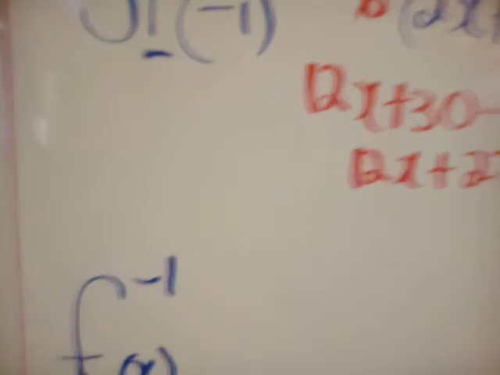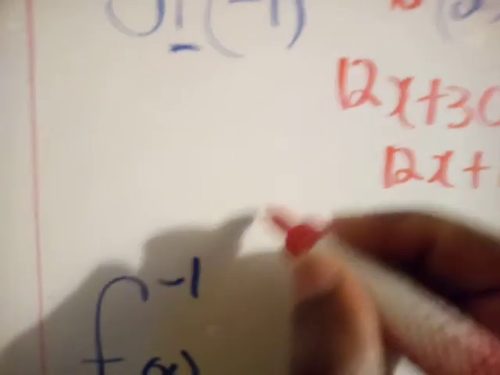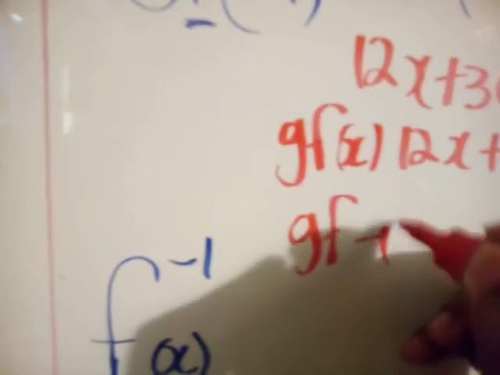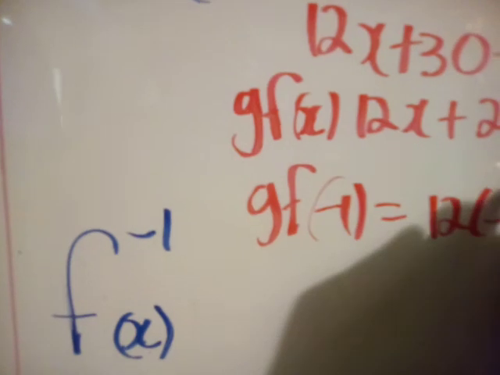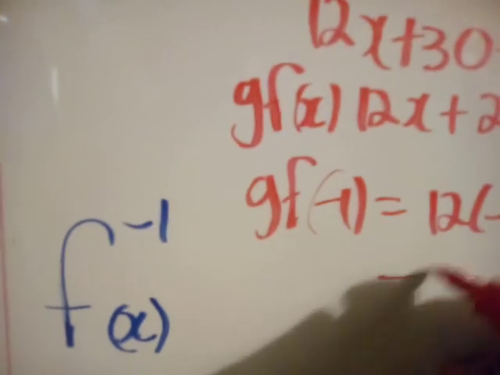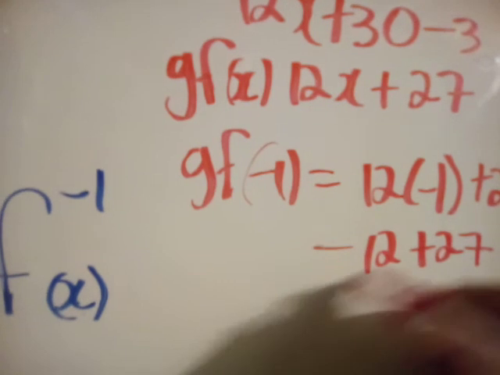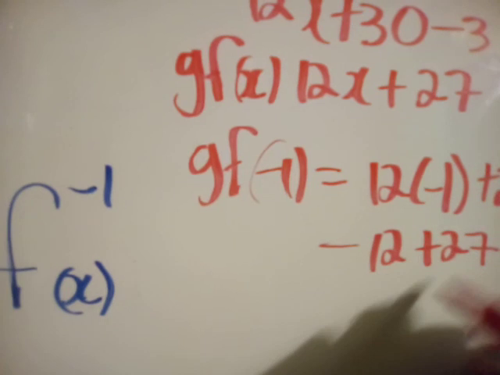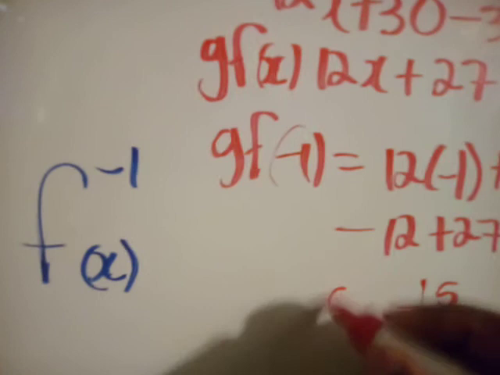Now remember, we're not finished, we need to plug in negative 1 now. So this is g of f of x, and g of f of negative 1 is 12 bracket negative 1 plus 27. So this would give us negative 12 plus 27. So now we need to subtract because the signs are different, but it's going to be positive. So that would give us 15. So the answer is 15.